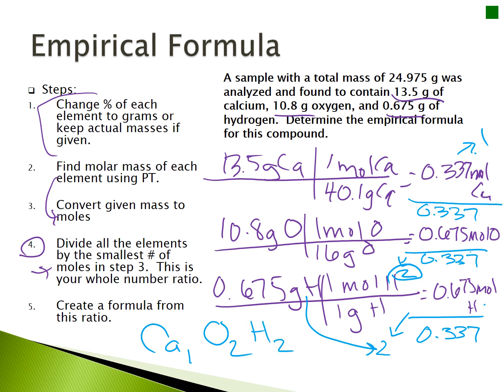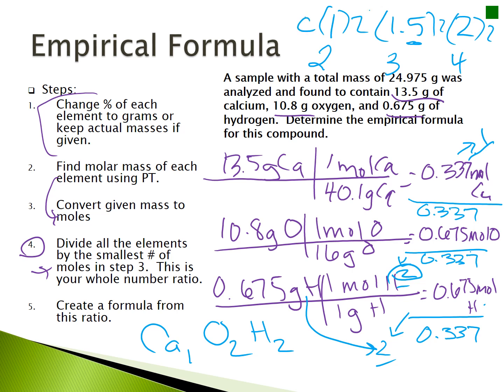All right. What I would like to point out is sometimes with these numbers that I have in the light blue, you'll get a weird number like 1, and then another one would be 1.5, and then another would be 2, let's say. If you get a 0.5, what you need to do for all of them is multiply them by 2, because you can't have a formula with a 0.5 in it. So this would actually be 2, then 3, and then 4. So instead of C1H1.5O2, it would now be C2H3O4.